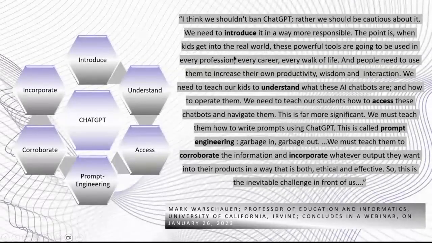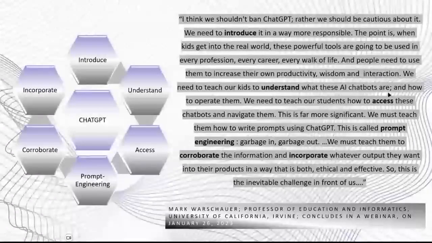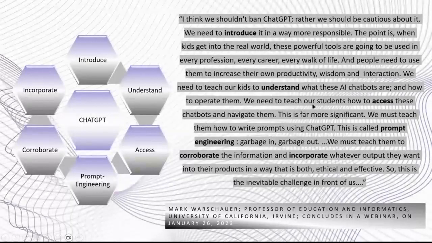The point is, when kids get into the real world, these powerful tools are going to be used in every profession, every career, every walk of life. And people need to use them to increase their own productivity, wisdom, and interaction. We need to teach our kids to understand what these AI chatbots are and how to operate them. We need to teach our students how to access this chatbot and navigate them. This is far more significant.